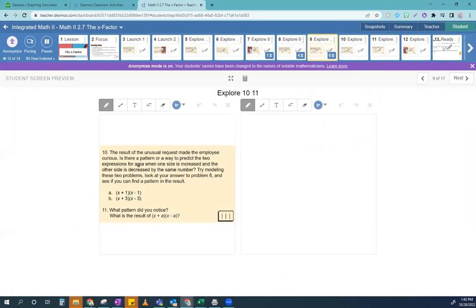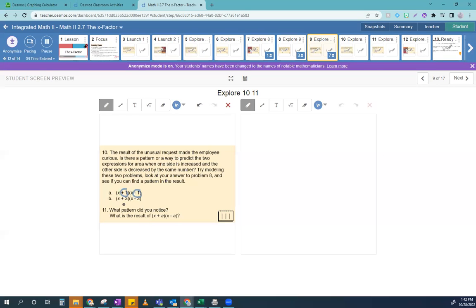So here it says the results of the unusual request made the employee curious. Is there a pattern, a way to predict the two expressions? So the first thing that I want you to do is tell me, what do you notice over here? Yeah, these are opposites, exactly, right? X plus 1 and x minus 1, these two numbers right here, minus 1, plus 1, those two are opposites. So that's the first thing.